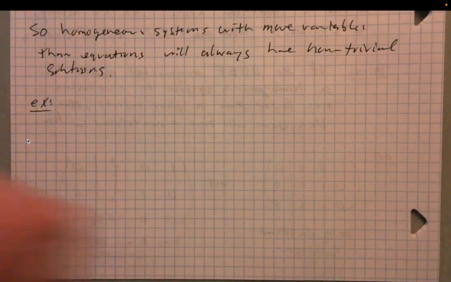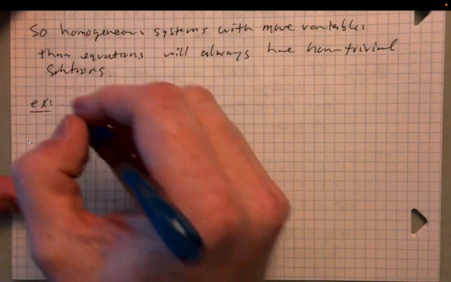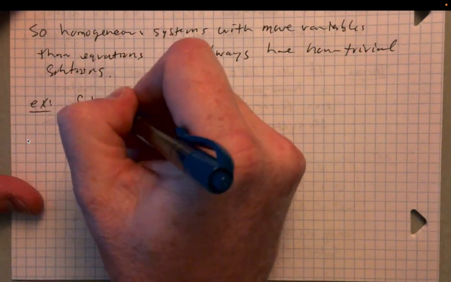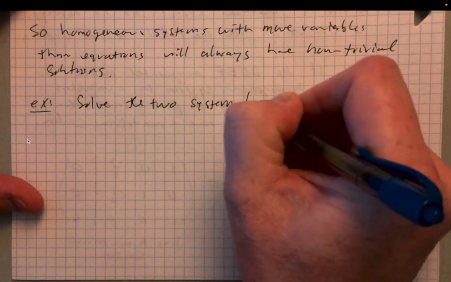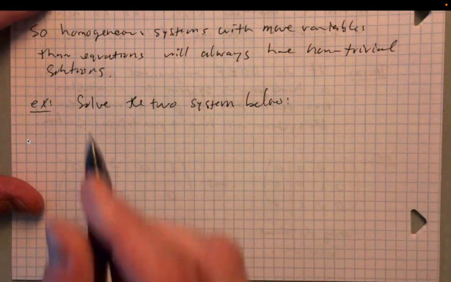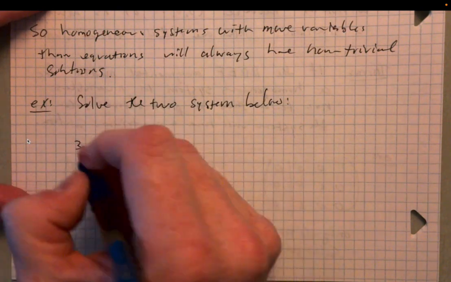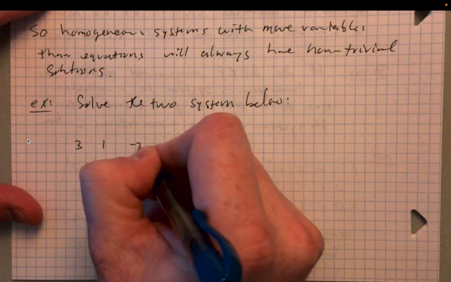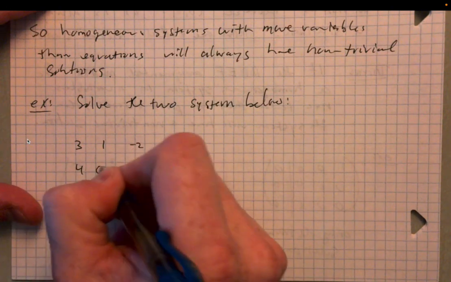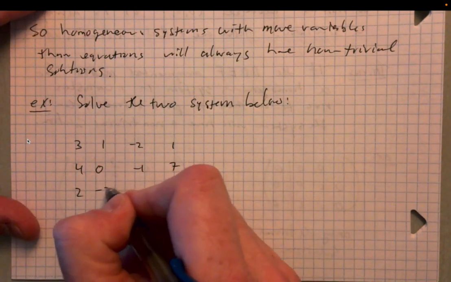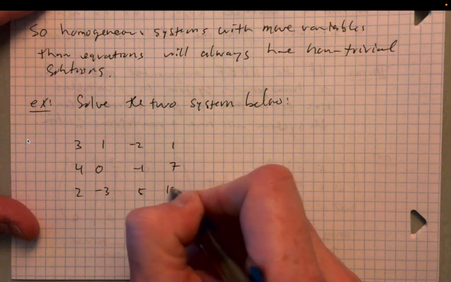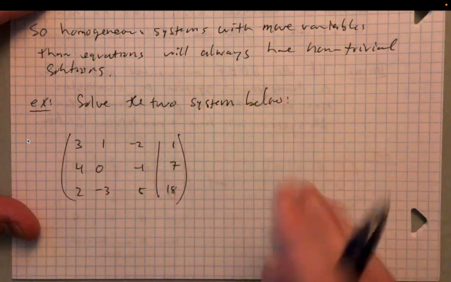But basically, let's talk this through in the context of an example. So solve the two systems below. Okay, and I'm just going to put them straight into matrix form. So 3, 1, negative 2, 1, 4, 0, negative 1, 7, 2, negative 3, 5, 18. Right, so here's the first system.